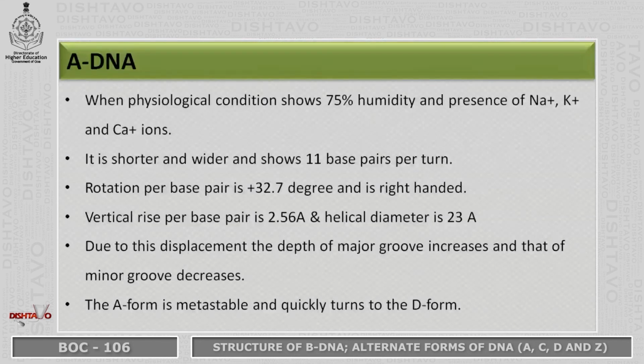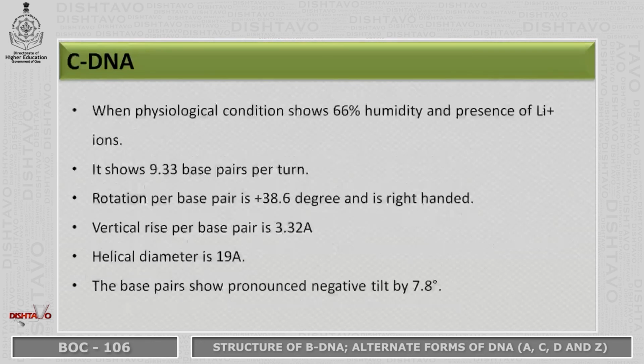A-DNA. When the physiological condition shows 75% humidity and presence of sodium, potassium, and calcium ions, we get the A-DNA form. It is shorter and wider and shows 11 base pairs per turn. Rotation per base pair is plus 32.7 degree and is right-handed. Vertical rise per base pair is 2.56 angstrom and helical diameter is 23 angstrom. Due to this displacement, the depth of the major groove increases and that of the minor groove decreases. The A form is metastable and quickly turns to the D form.